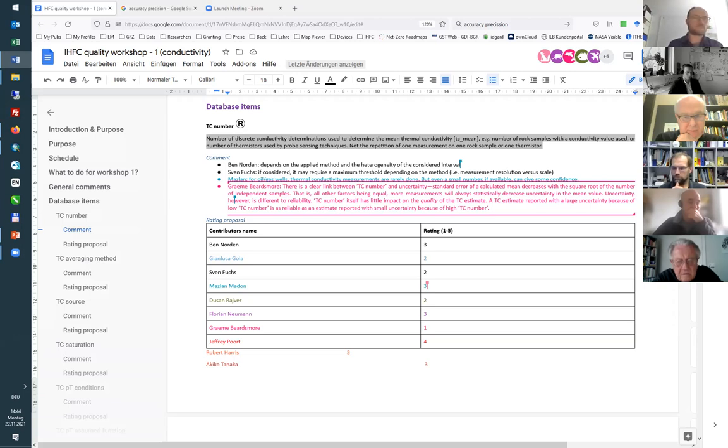So the user can retrace and can retrieve all the data used for the heat flow determination. So temperature, thermal conductivity, and so on. Because it's very hard and a very long process to review the global database and review also the raw data. And sometimes it is not possible for the very old data to have this kind of information. This is my opinion about that.